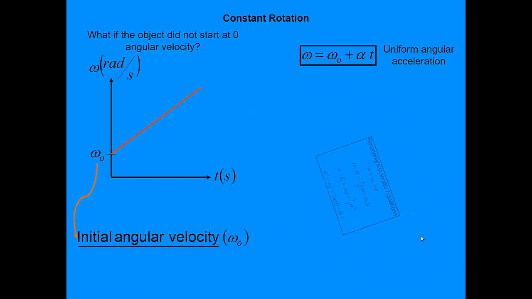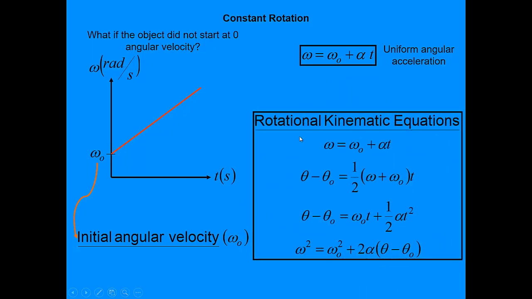See how it rotates on its way in? Rotational kinematic equations. Final angular velocity equals the initial angular velocity plus the angular acceleration times the time. Second kinematic, angular displacement equals 1/2 times the sum of the final plus initial angular velocities times the time.